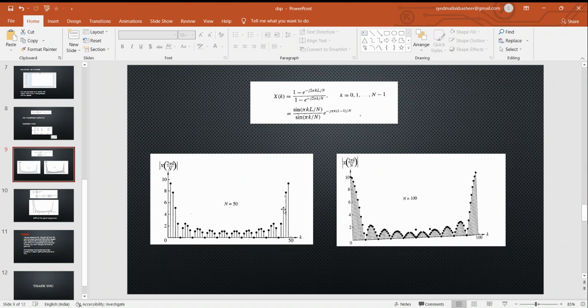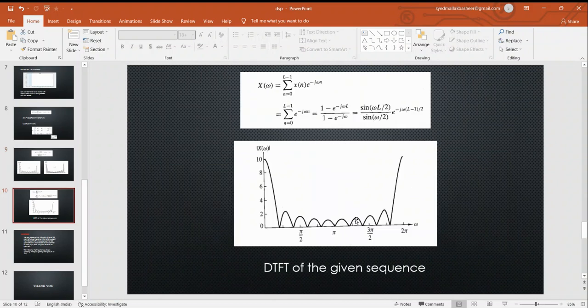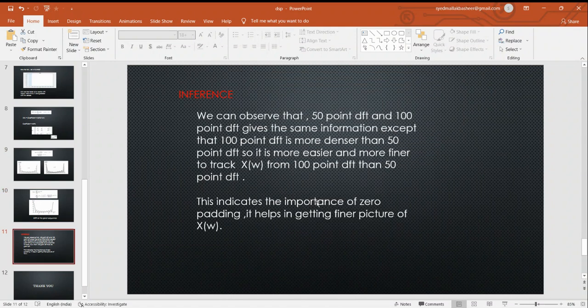The only difference between N equal to 50 and N equal to 100 is that we have padded 50 extra zeros. This indicates the importance of padding with zeros. By padding with zeros, we can get a finer structure of our spectrum, which is closer to our magnitude of X of omega. So this indicates the importance of zero padding.